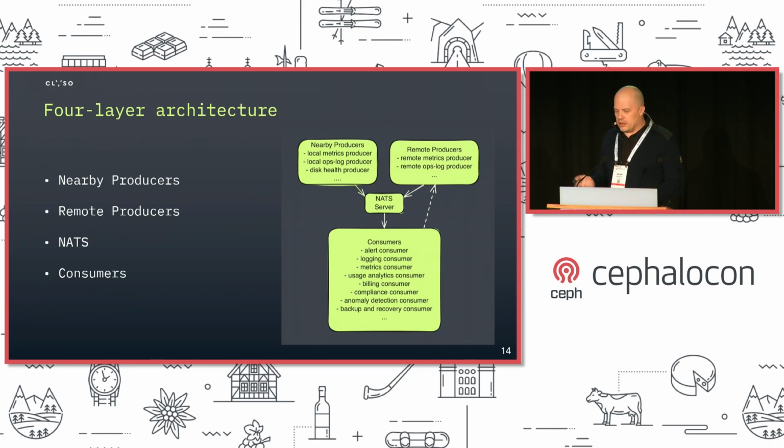Remote producer: the idea is the same, but in this case, these are producers that can grab some information through REST API or in a different way. They should not be so near to the Ceph components themselves. And for sure, some consumers. Consumers can be everything that your business needs.